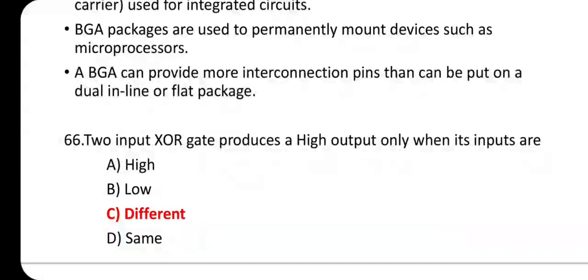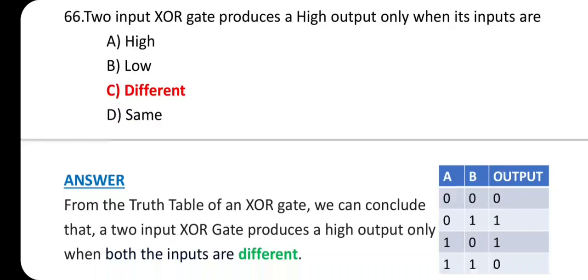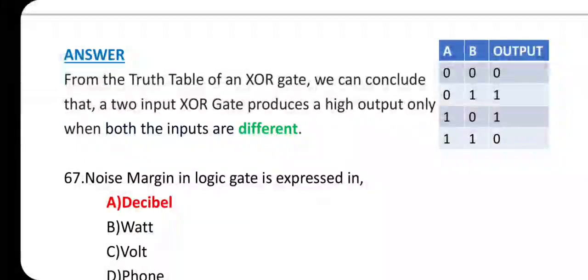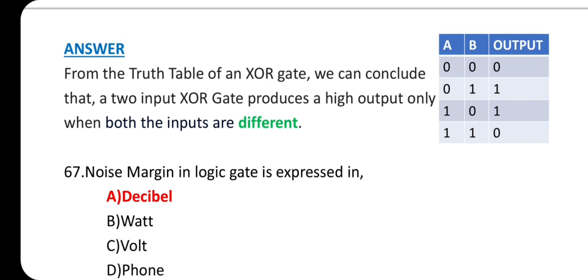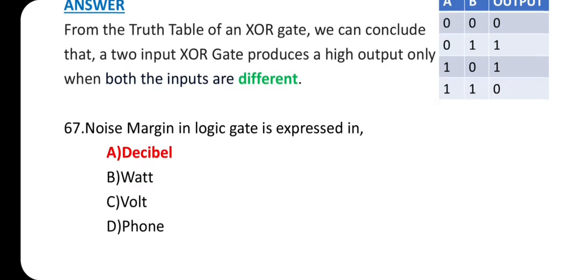Question number 66. Two input XOR gate produce a high output only when its inputs are different. That is option C is correct. This is the truth table of XOR gate. A and B are the inputs and consider the output. When A and B are 0, 0, output is 0. If A is 0 and B is 1, output is 1. And A is 1 and B is 0, output is 1. And both A and B are 1, output is 0. From the truth table of an XOR gate, we can conclude that a two-input XOR gate produces high output only when the inputs are different.